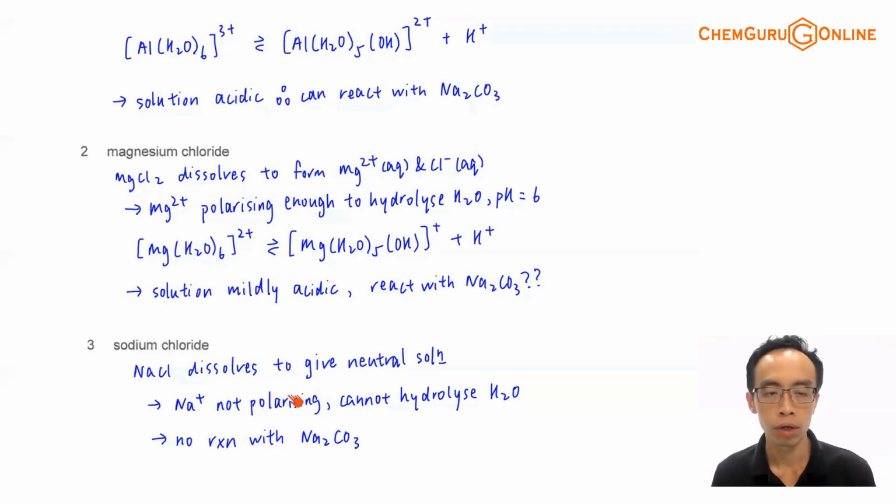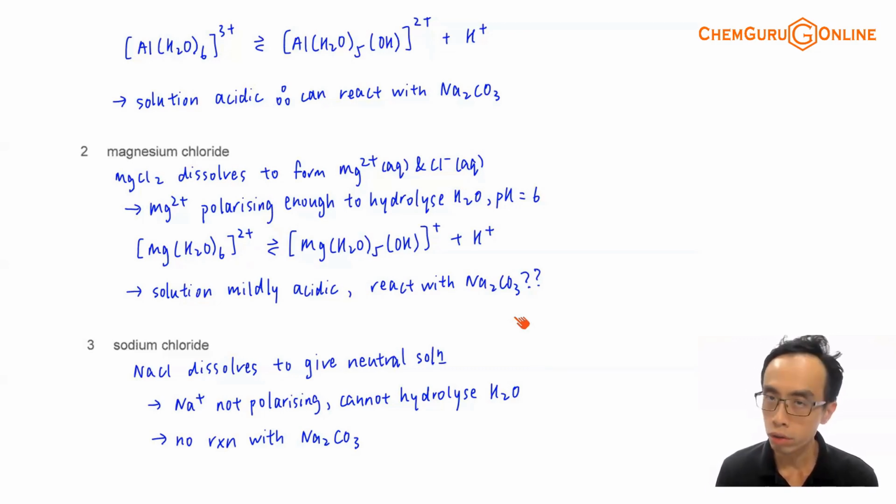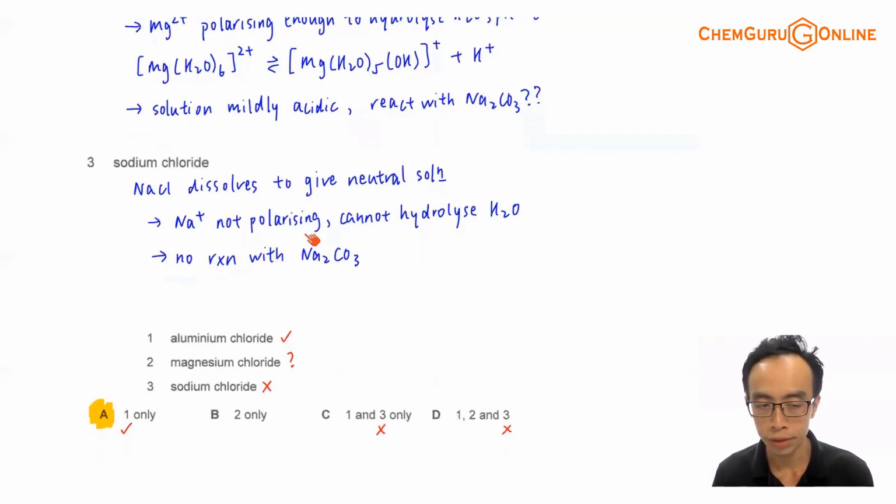Sodium chloride is the easy one, because you just dissolve it in water, and Na+, because the charge density is very low, is not polarizing and cannot hydrolyze water. Sodium chloride is neutral, and if it is neutral, there's no reaction with sodium carbonate. Now, if I run through the options, we know that aluminum chloride will definitely react with carbonate. Magnesium chloride is a question mark, we don't really know. Sodium chloride, we know that it wouldn't react with sodium carbonate.